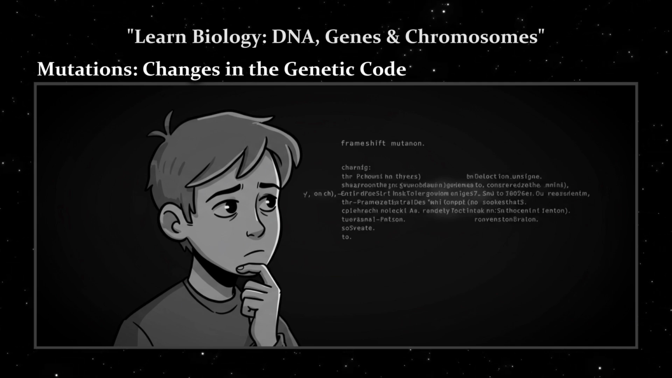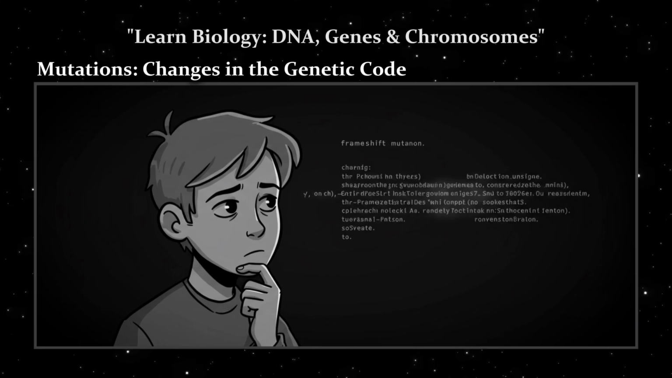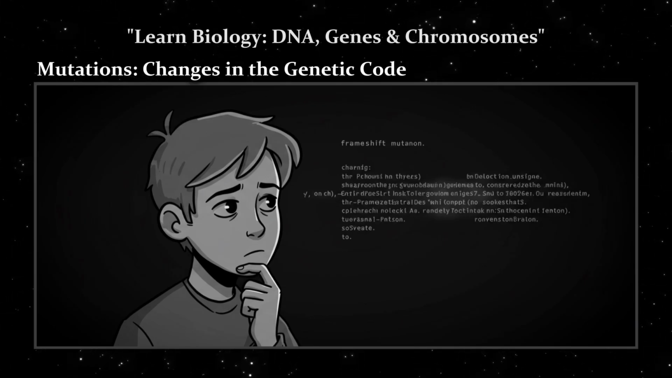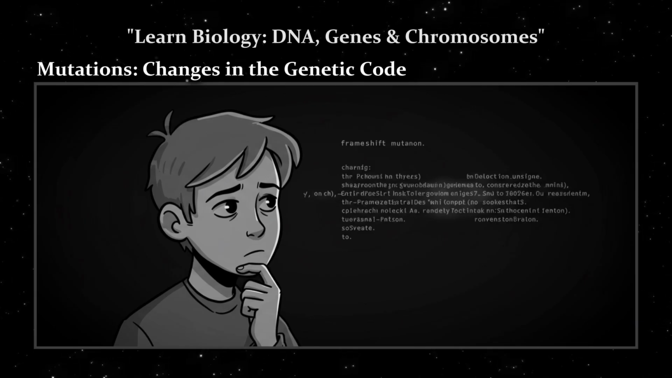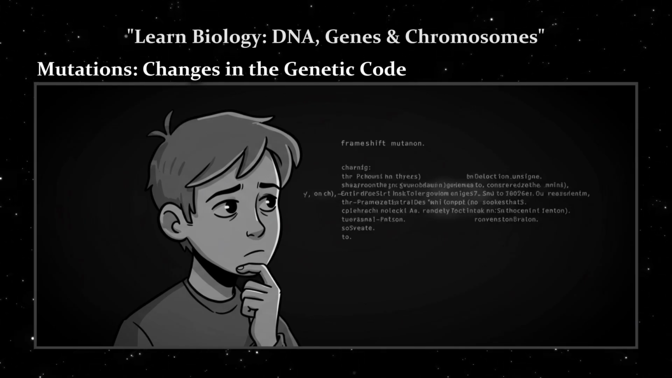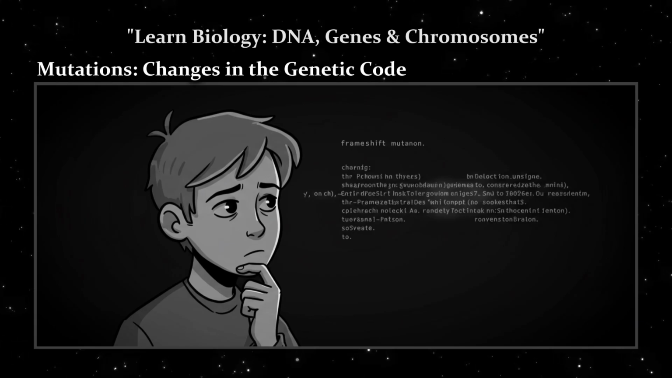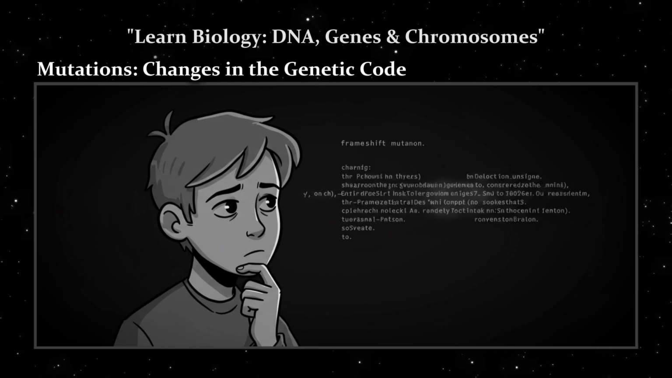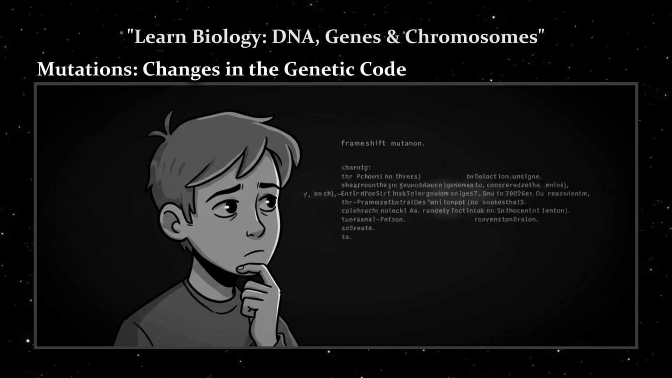The consequence of a point mutation depends entirely on what was changed and where it was changed. Let us look at the potential effects. First, consider the substitution. What happens when one letter in one codon is swapped? Sometimes, nothing at all. This is called a silent mutation.